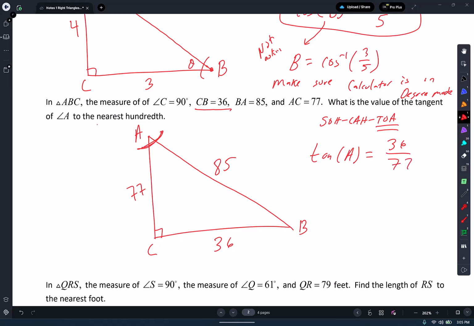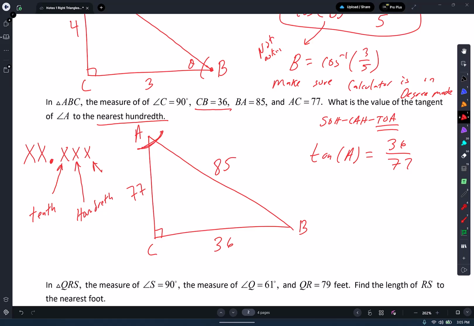Now, they said nearest hundredths, so they don't want it in fraction form. So let me go ahead and just put X's. They indicate numbers. I'm going to put a little dot. Number, number, number. So here's the decimal. That first digit after the decimal is called the tenth. The next one after that is called the hundredth. And the next one after that is called the thousandths. Okay, good. Then we're good.